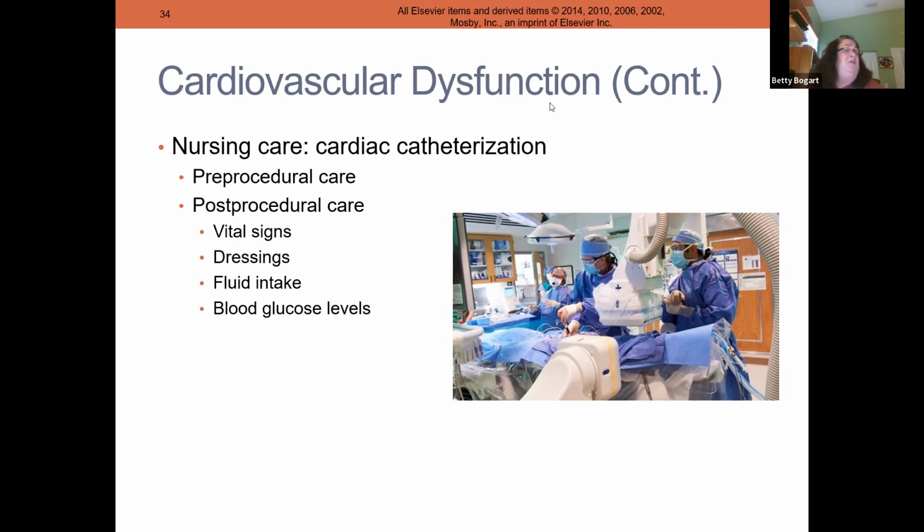So IV fluids or PO fluids, whatever, that's fine. Slowly, you can elevate the head of that bed a little bit for eating. And we do check blood glucose levels. We don't know what fluid was given in the cardiac cath lab. Did they get sugar? Do they need it? So it is something we monitor when they arrive from the cardiac cath.